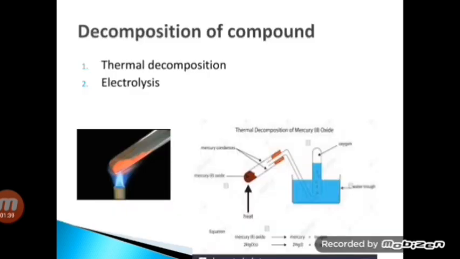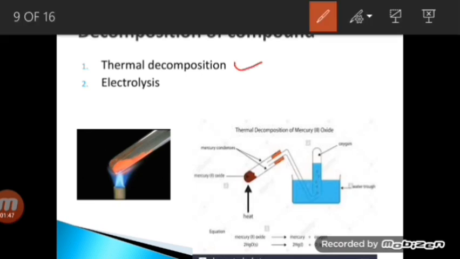Next is decomposition of compounds. There are different chemical processes used to decompose compounds, such as thermal decomposition and electrolysis. Thermal means using heat; electrolysis, electro means electricity, lysis means to break down. So thermal decomposition involves heating a compound strongly. For example, look at this investigation. Here we have mercury oxide, which is heated strongly. It decomposes to give the elements mercury and oxygen.